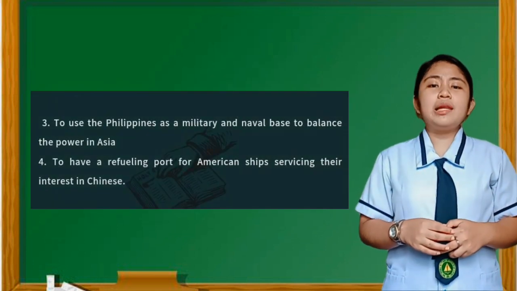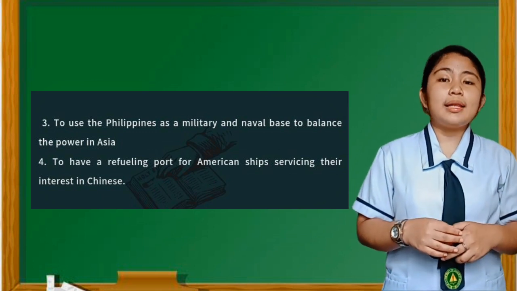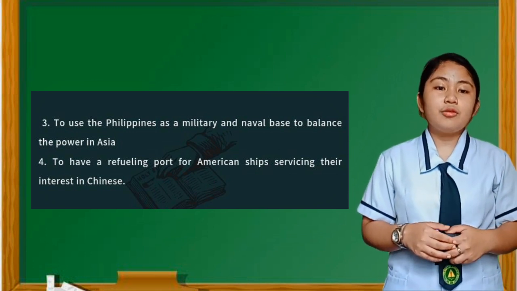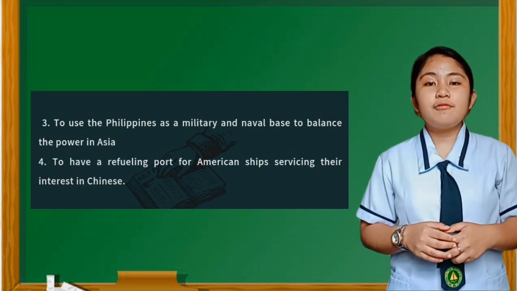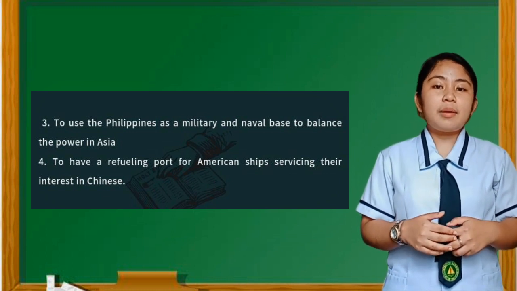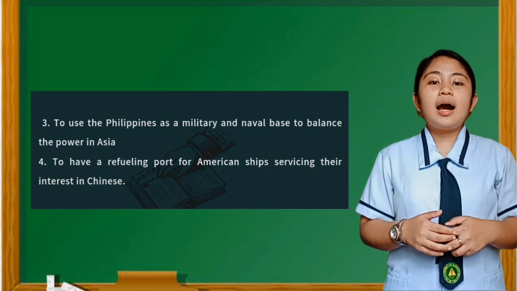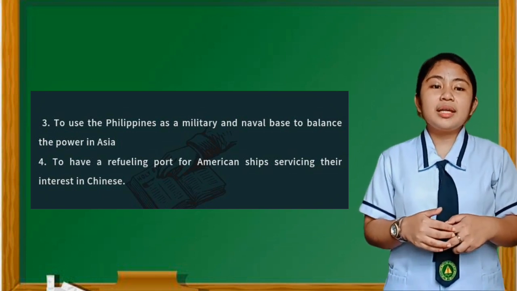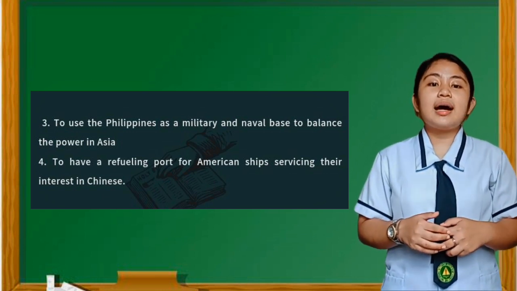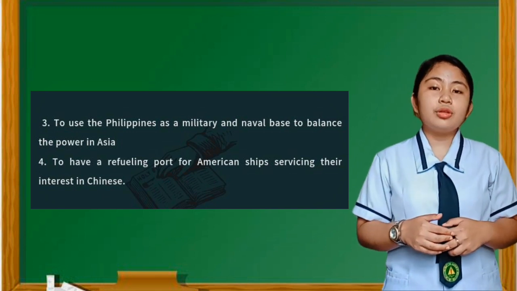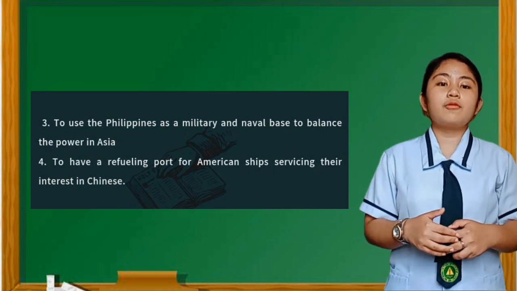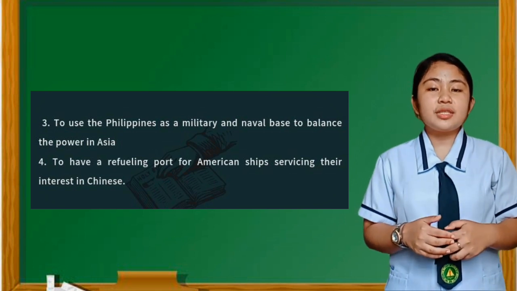Number 3, to use the Philippines as a military and naval base to balance power in Asia. So the US also recognized the strategic value of the Philippines as a military and naval base in Asia. So sa pamamagitan ng pagtatatag ng malakas na presensya sa rehiyon, inaasahan ng Amerika na magkakaroon ng balanse sa kapangyarihan ng mga ibang bansa tulad ng Hapon at Russia, na isa rin sa nagpapalawak ng kanilang impluwensya sa rehiyon ng Pilipinas. The last one is to have a refueling port for American ships servicing their interest in China.